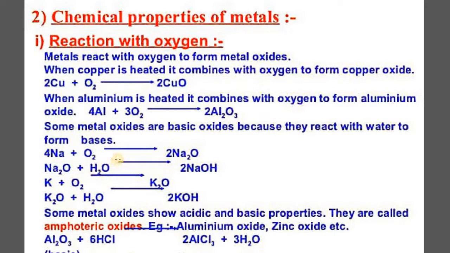Similarly, potassium, when it reacts with oxygen, leads to the formation of potassium oxide having the formula K2O. In this case, in the same way, if we want to identify the nature of potassium oxide, we have to dissolve it in water. Then we find that it is potassium hydroxide, which is basic in nature, and therefore we can say that metal oxides are mostly basic oxides because whenever they are dissolved in water, they form the corresponding bases.